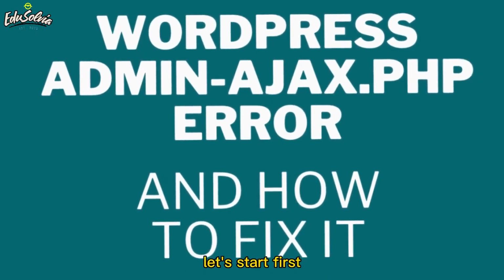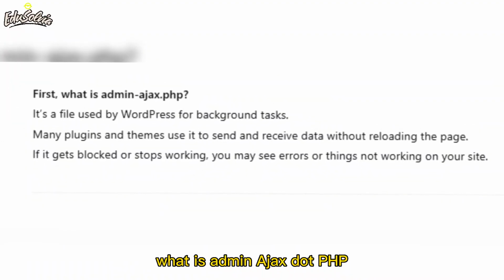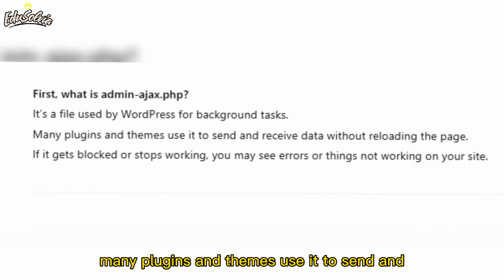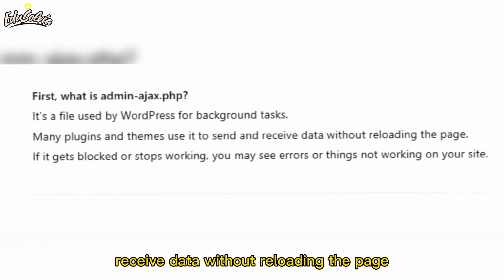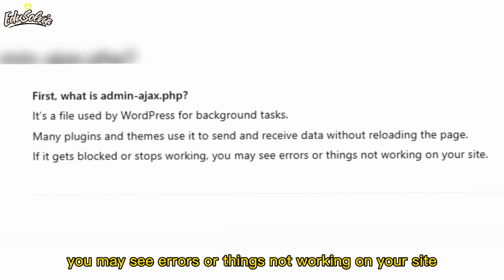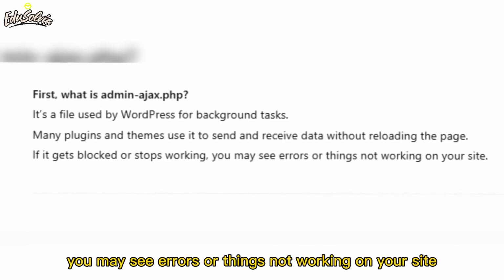Let's start. First, what is admin-ajax.php? It's a file used by WordPress for background tasks. Many plugins and themes use it to send and receive data without reloading the page. If it gets blocked or stops working, you may see errors or things not working on your site.